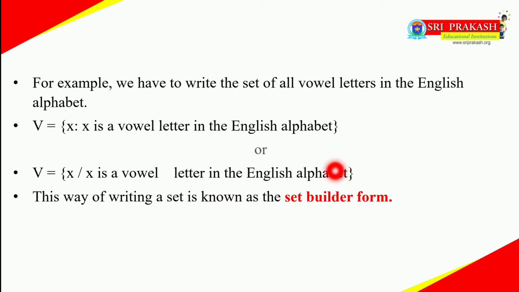What have we done here? We described a set by using the common property of all the elements of the set. That is why this type of describing a set is known as set builder form, in which we write the set by considering the common property of all the elements of that particular set.